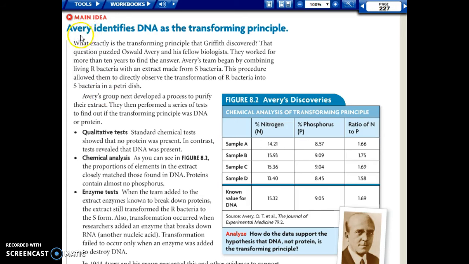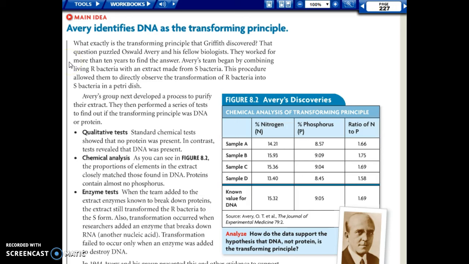Next section, main idea: Avery identifies DNA as a transforming principle. Keep in mind that it was Griffith that discovered the transforming principle, but he didn't know that it was DNA. Avery discovered that it was DNA. What exactly is the transforming principle that Griffith discovered? That question puzzled Oswald Avery and his fellow biologists. They worked for more than 10 years to find the answer.